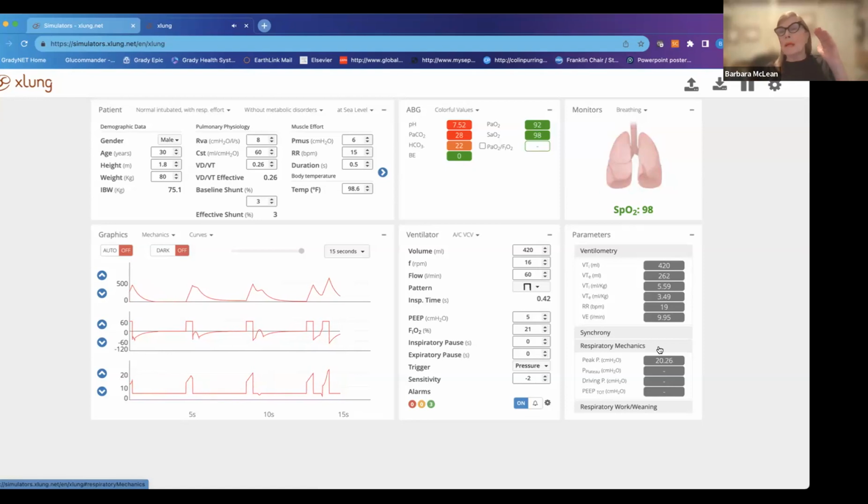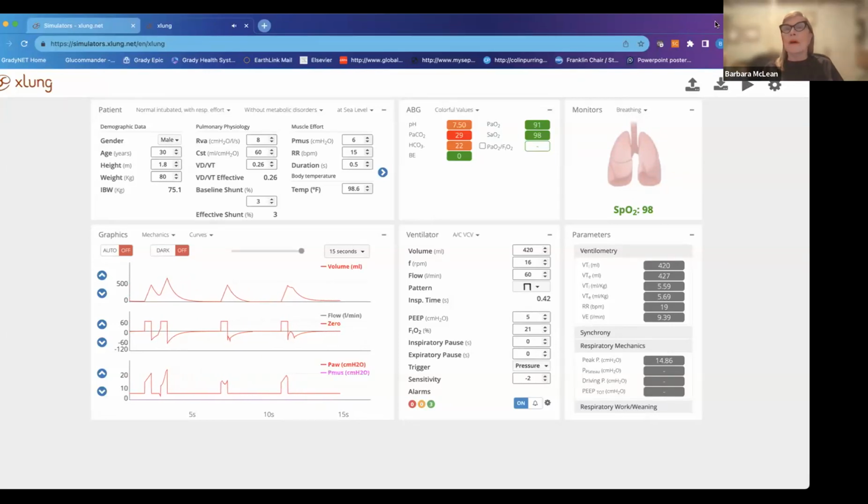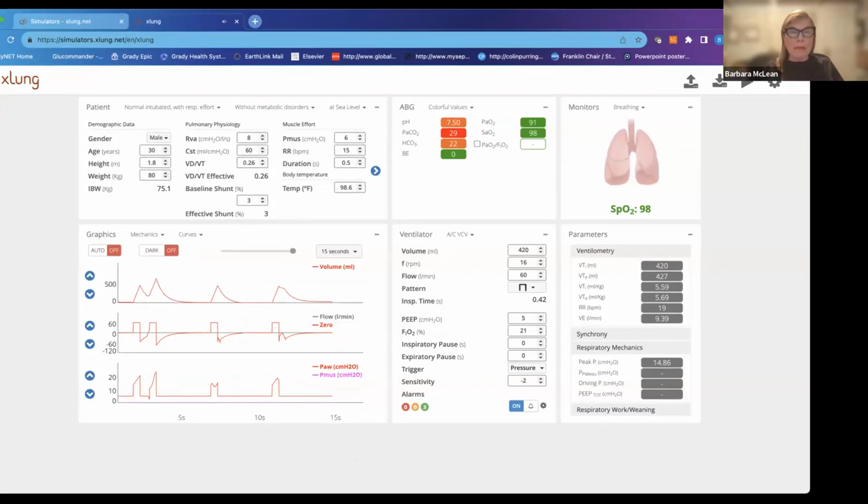is less than 20. That would mean your plateau pressure has to be less than 20. Okay, so that's always going to be a really important concept. We talked about peak pressure and plateau pressure last time we were together. Okay, so I'm going to stop sharing that and go back to my slides.